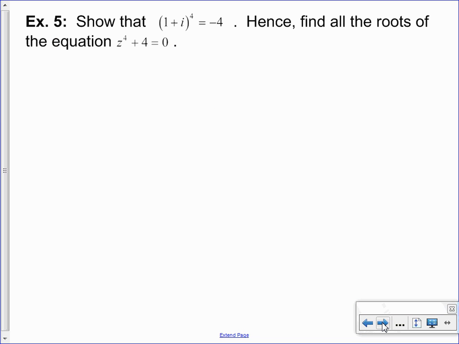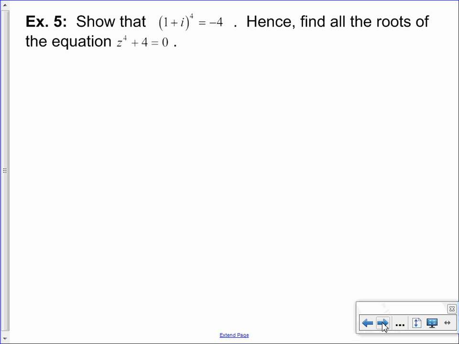Find all the roots of 1 plus I to the 4th is equal to 4. So, in other words, show that Z to the 4th plus 4 is equal to 0. Because remember that Z just means a complex number. So, pretend Z is 1 plus I.